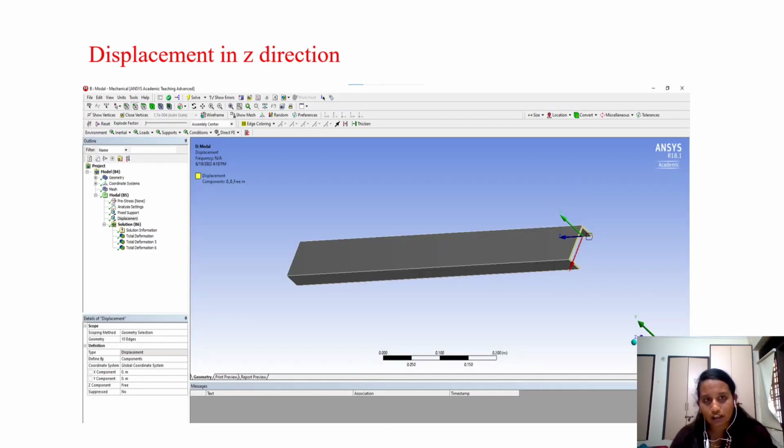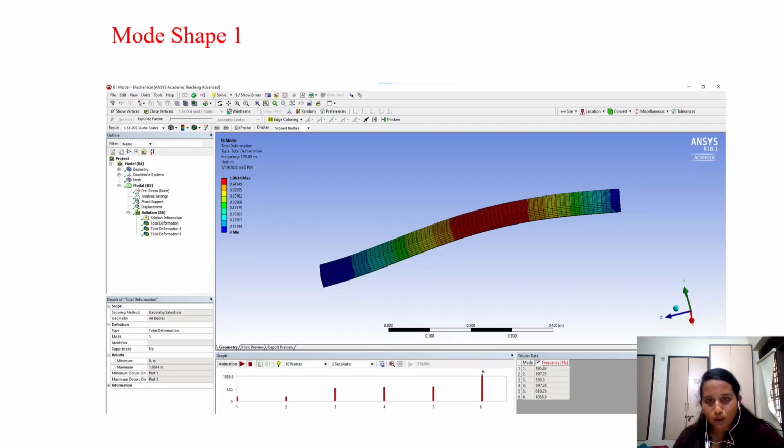I have given it free, so that's why I have allowed displacement in the z direction and the other directions are restrained. After giving the boundary conditions and everything, I solve for the results we want, like deformations; whatever you want, we can give in the solving part. And after solving it, I have got these mode shapes.